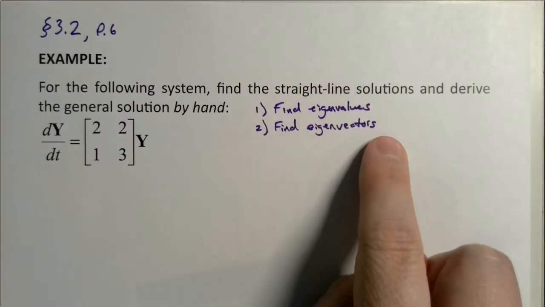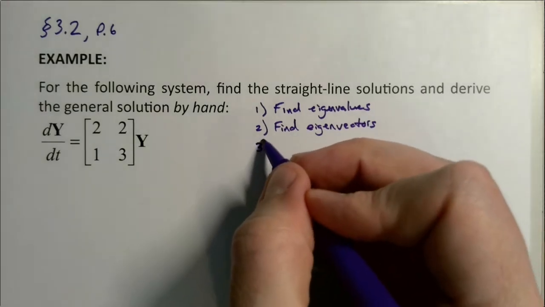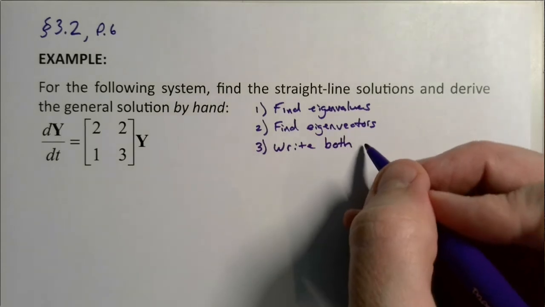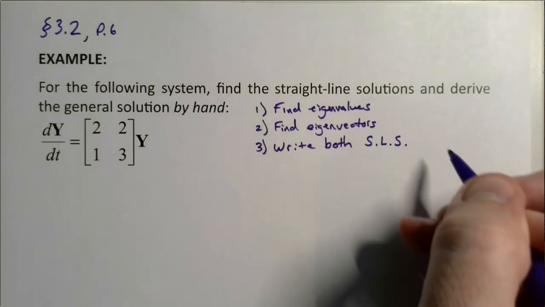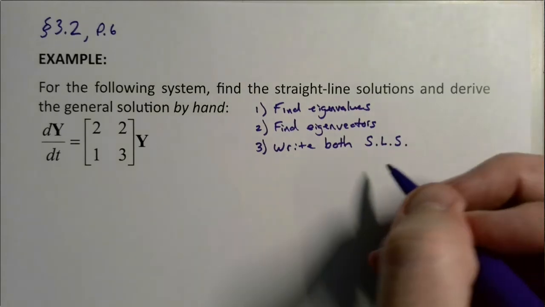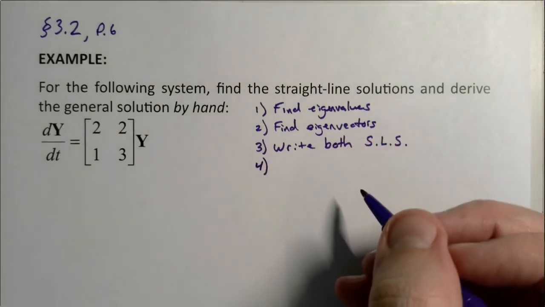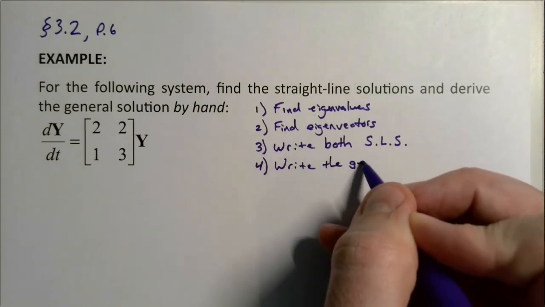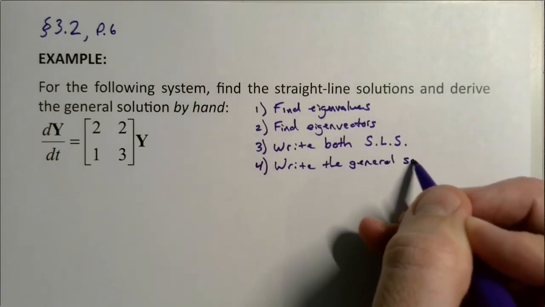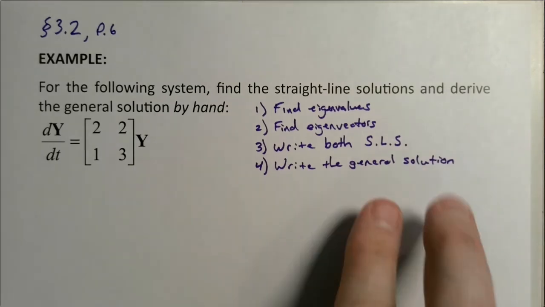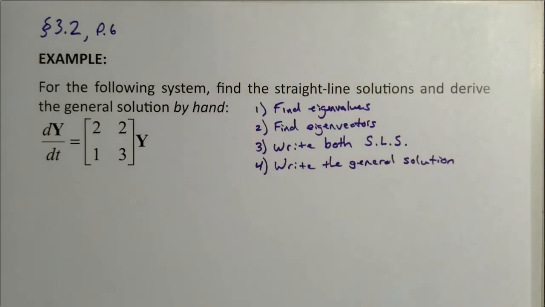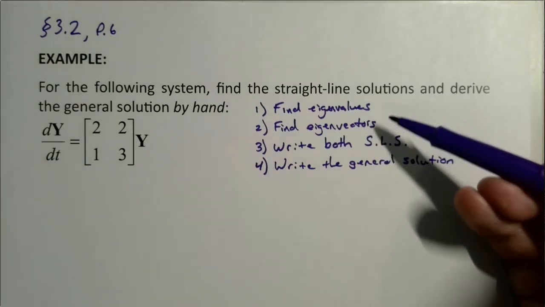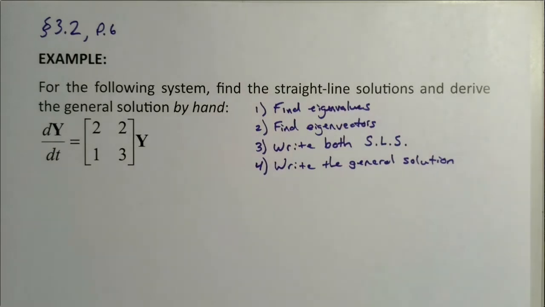And once you have eigenvalues and eigenvectors, you can write the two, because there's going to be two, both straight line solutions. And then the very last step is write the general solution. And we're going to put that together from our straight line solutions. So really, we've got 4 steps, and the first 2 are where most of the work on this process happens.